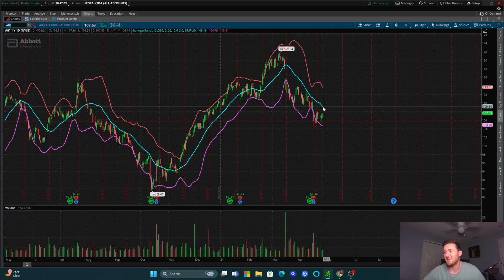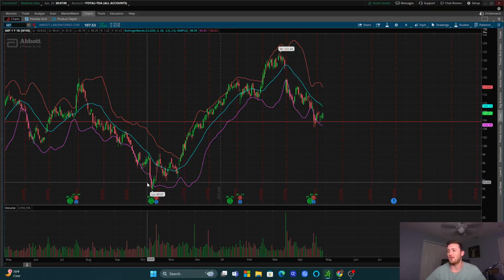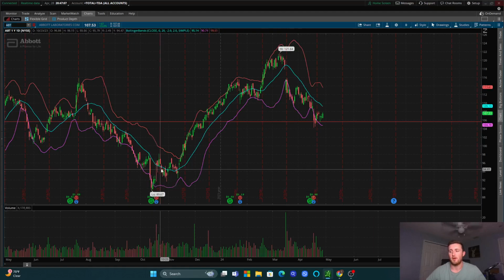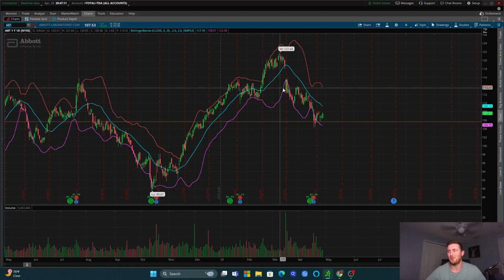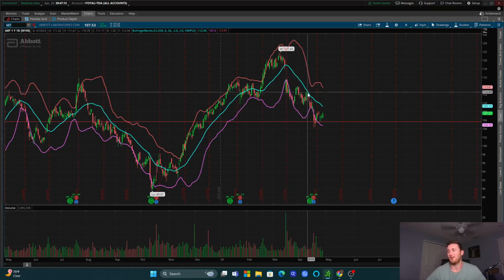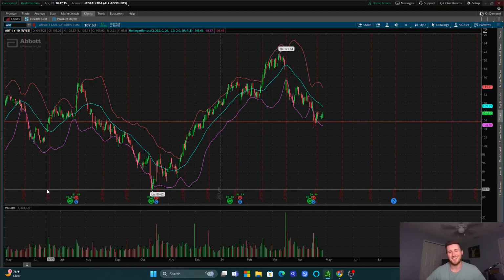And that's how easy it is to trade with Bollinger Bands. You could have done the same thing right here. Bought the purple, target the blue. All right, buy at the purple, target the blue. Buy at the purple, target the blue. Easy peasy, guys. It's rinse and repeat.